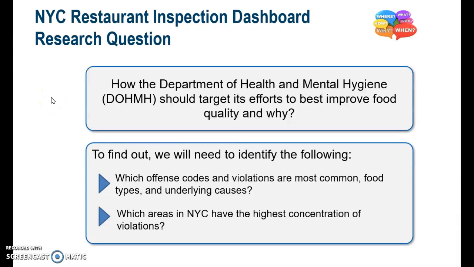Now, the type of question that we would like to answer with our analysis, and the intent here, is how we can actually help the Department of Health and Mental Hygiene work with its limited resources to best improve food quality. So we'll be looking at the previously presented variables, such as the type of restaurant, the restaurant itself, the type of food being served, and the overall geographical concentration, to see how these different variables played out with the resulting offense score.